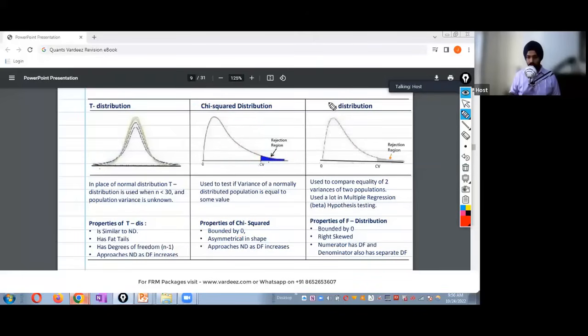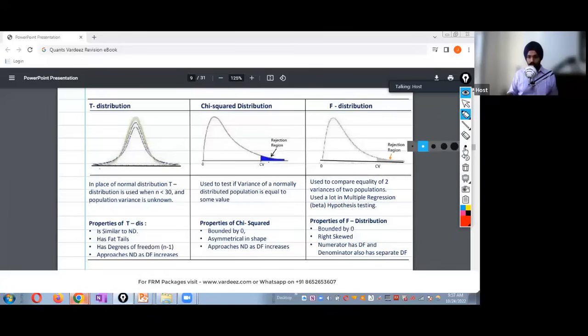Fair enough. What about the F distribution? Now, this is something that you would see a lot in the hypothesis testing in the multiple regression chapter. So what is an F distribution? It's used to compare equality of two variances of two populations. When you have two populations, let's say CFA candidates and FRM candidates, and you want to compare the variance of both these two different populations, then you use the F distribution for that.